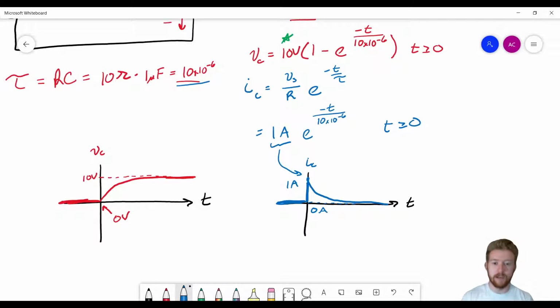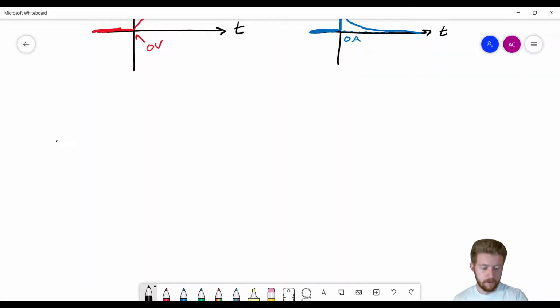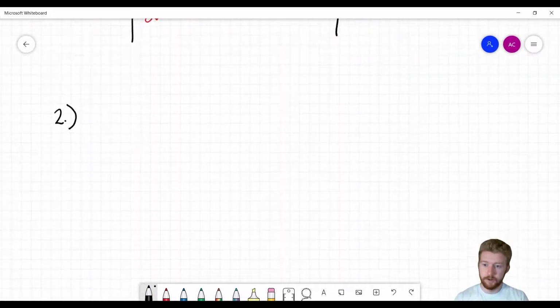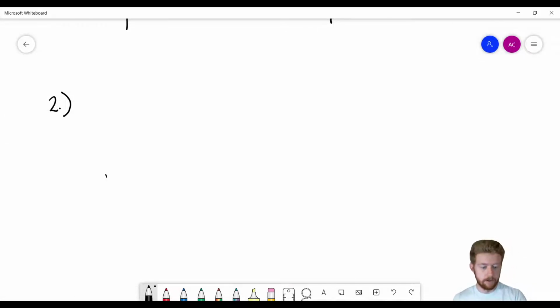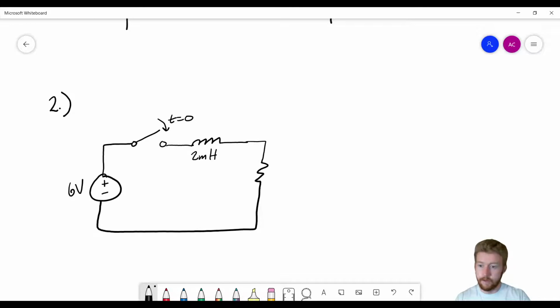So this one was pretty easy, but we made sure we did everything carefully and we solved everything for this first one. Let's move on to number 2. In number 2, we're dealing with a resistor and an inductor. So this is going to be a 6-volt source. We're going to have a switch that is open. It's going to close at t is equal to 0. Then we have a 2 millihenry inductor. And over here we have a resistor, and this resistance is 3 ohms.